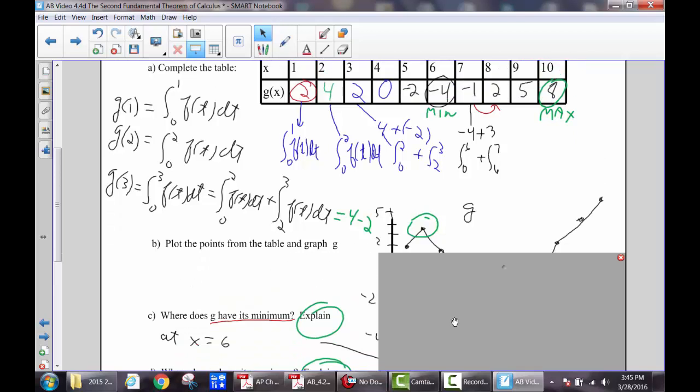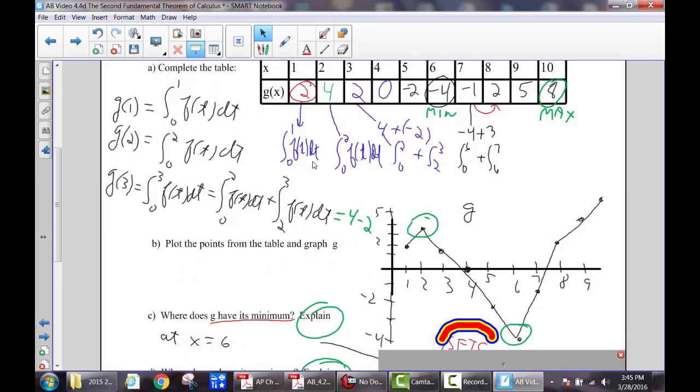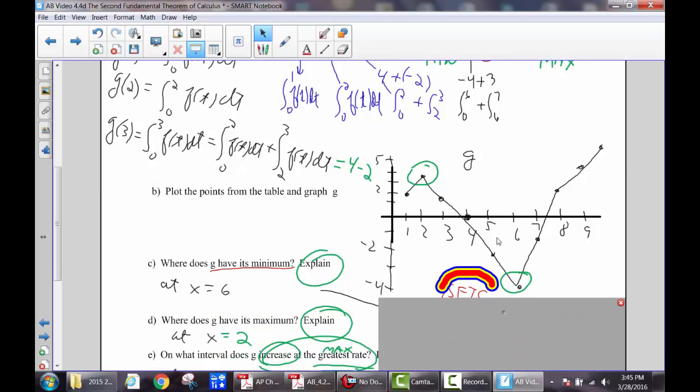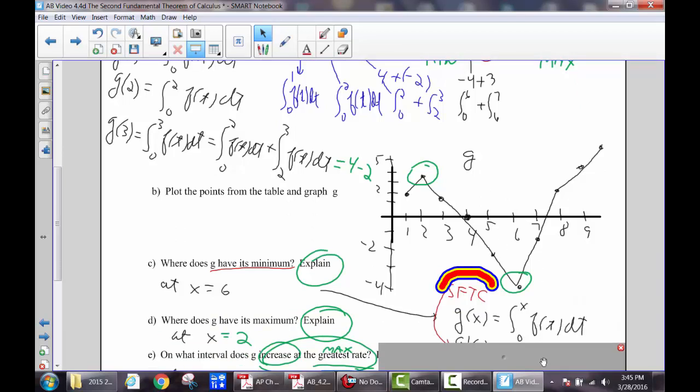Okay, now it asks you to plot those points. So if I plot those points, the point (1, 2), the point (2, 4), the point (3, 2), the point (4, 0), I'm just taking these actual x and y coordinates here and plotting them. You'll see that I get this graph for g. Where does g have its minimum? Well, the minimum is going to be at 6.